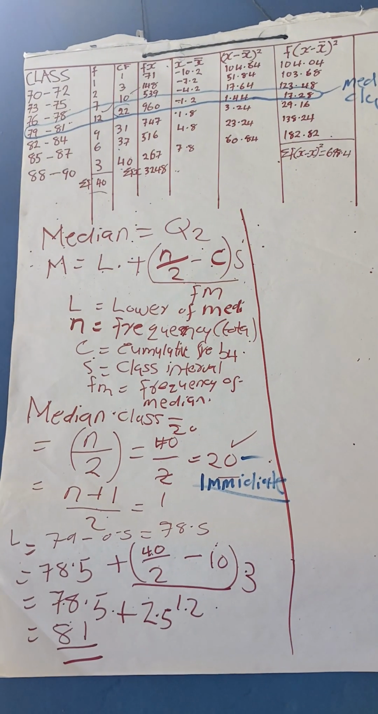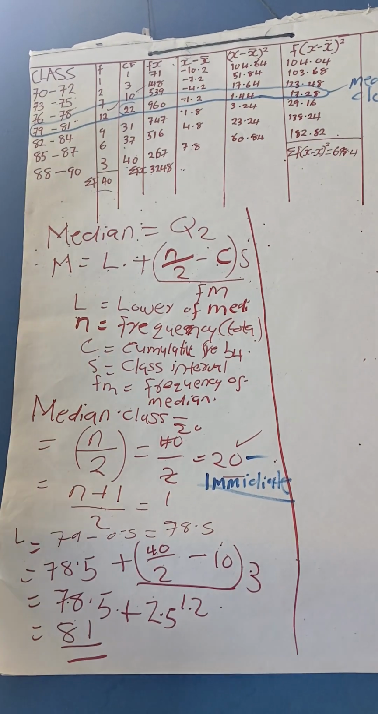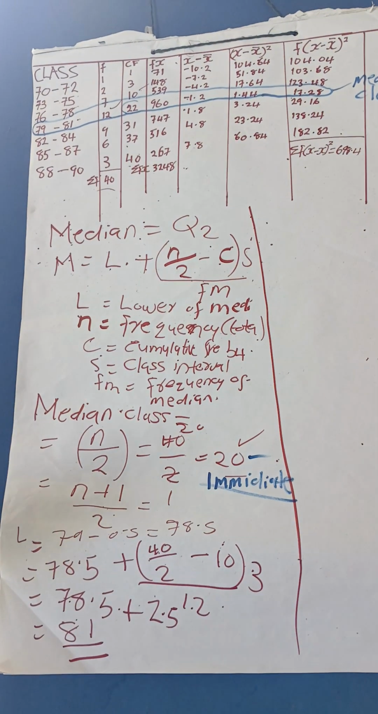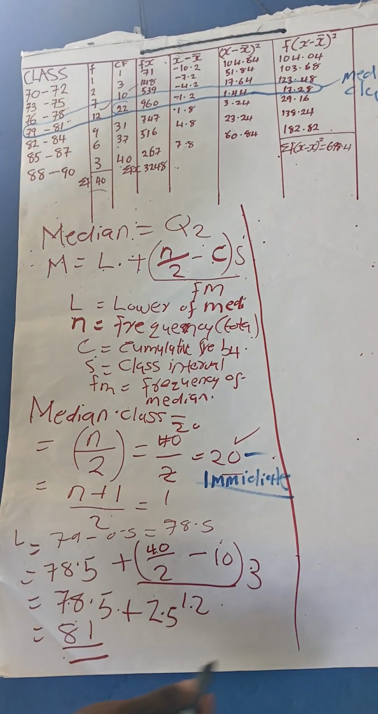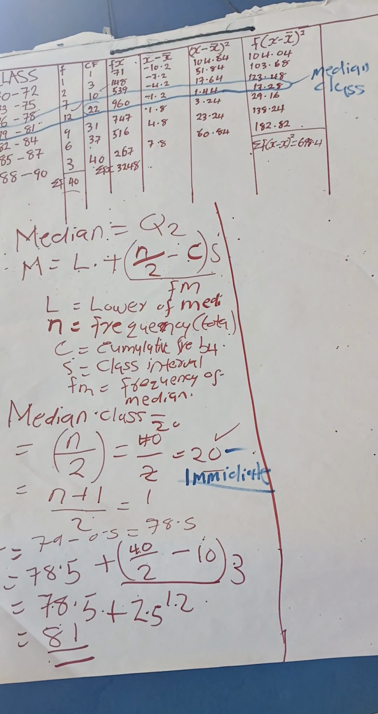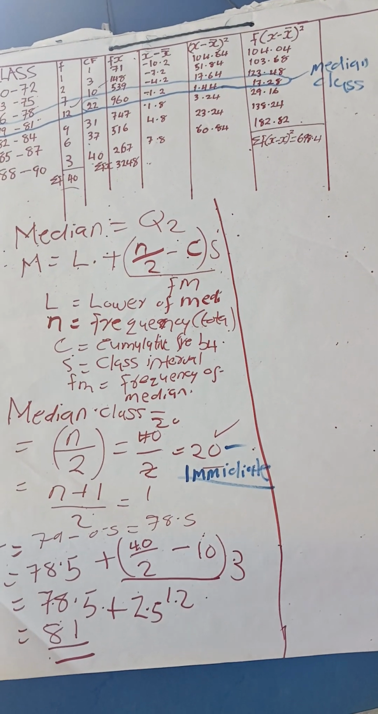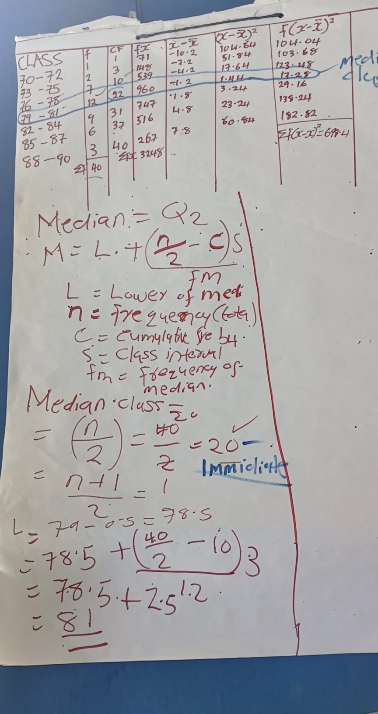Good. So in that data that was given, if you arrange it and use the formula we normally use, you'll get what? 81. But using the grouped data formula, you'll get, very simply, 81. Good.